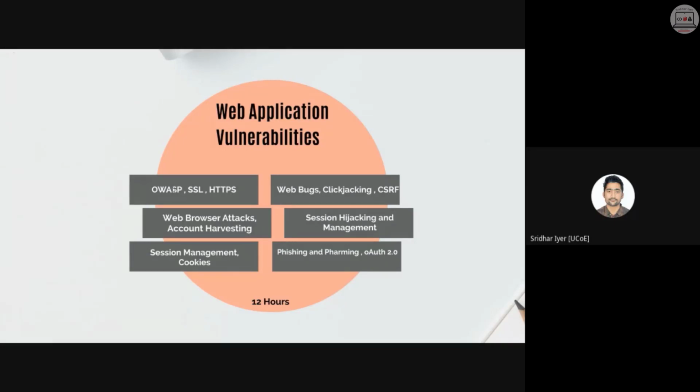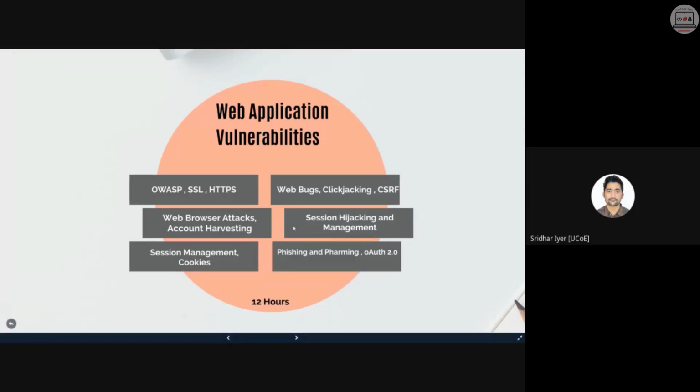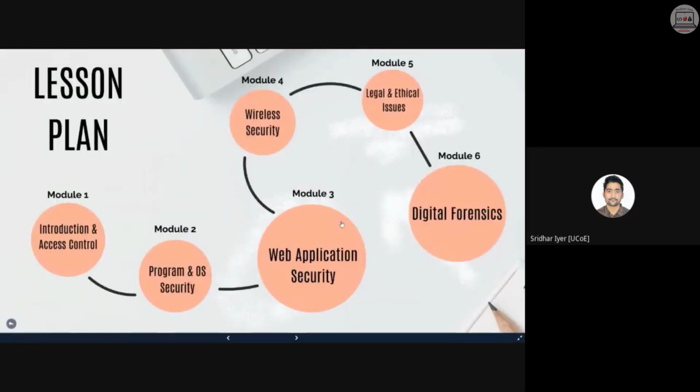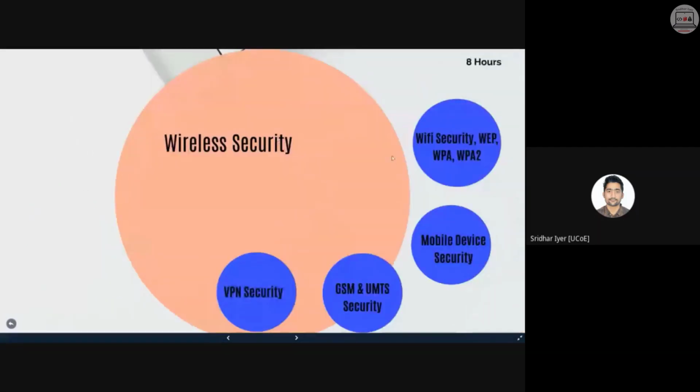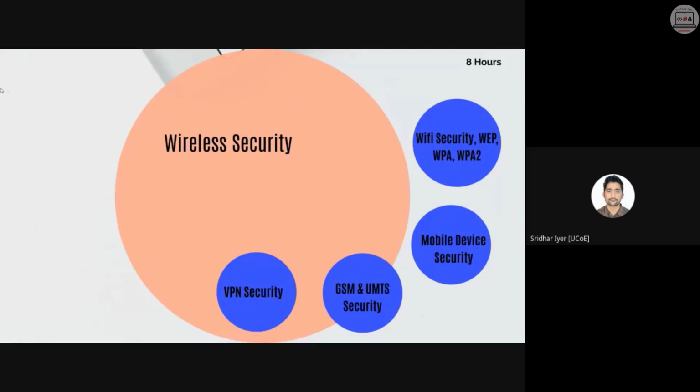Okay, so we are going to learn about these attacks whenever we start this chapter. It's a very interesting chapter. It already has 12 hours of loaded content, so it's going to be interesting. Let's see how it goes. Next up, we are going to learn what wireless security is. Now, as already discussed, wireless security comprises these terms: Wi-Fi security, mobile device security, GSM and UMTS security, and VPN. Now you know about VPN, right?